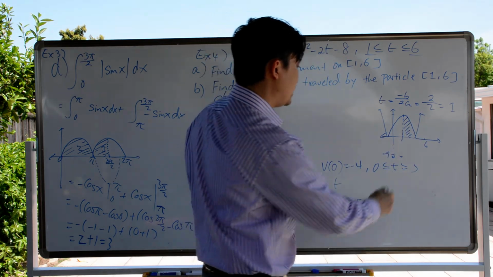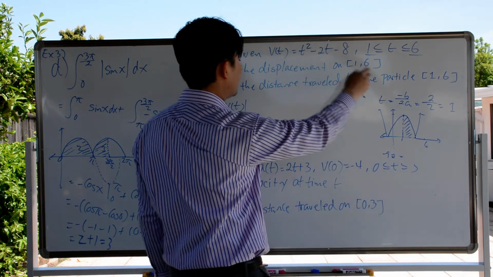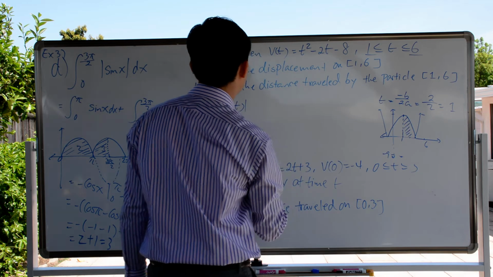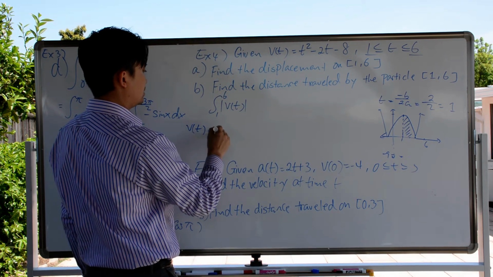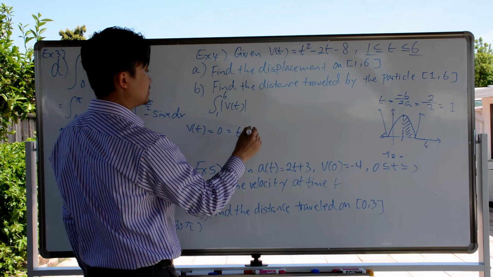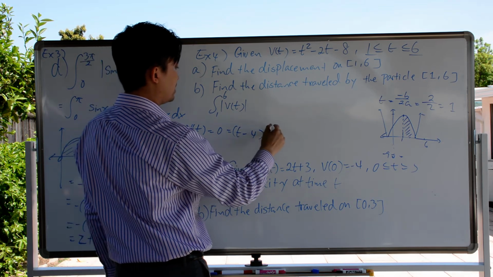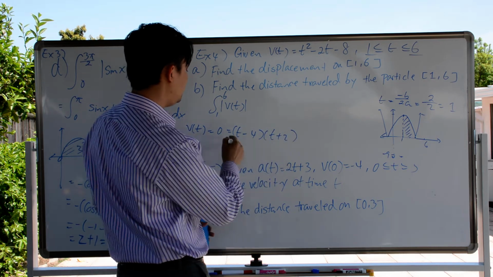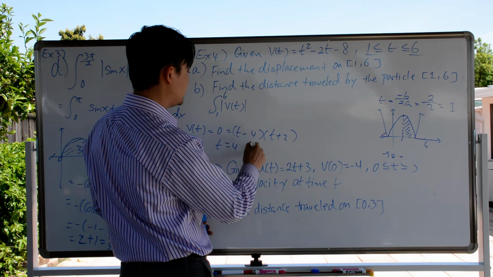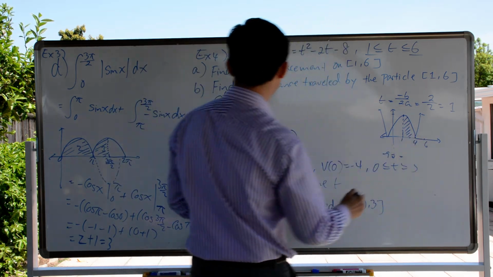Okay, so now let's find out the sharp turn position here. The way to find it is we can just set v of t equals 0. So set v of t equals 0, and then we factor it. So t minus 4 and then t plus 2. So we got t equals 4, t equals negative 2. That means this position right here is 4.